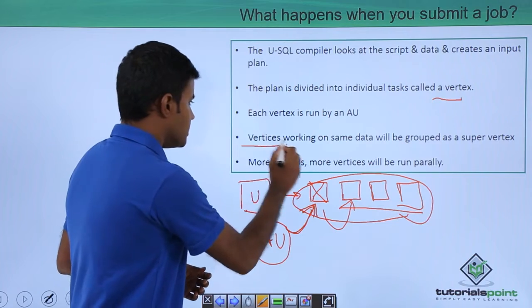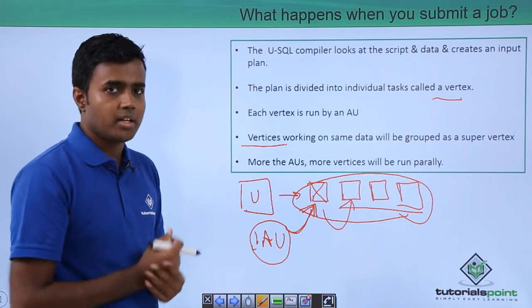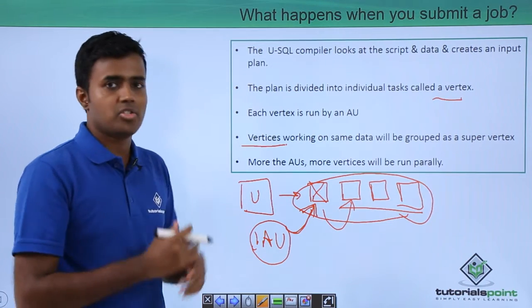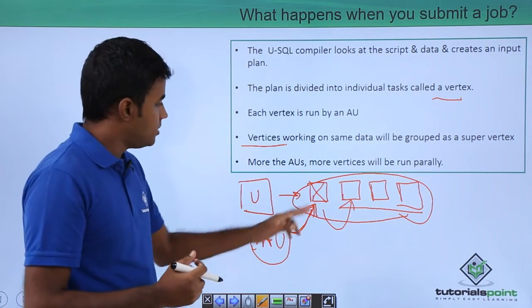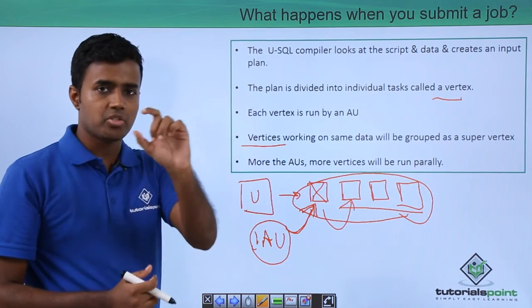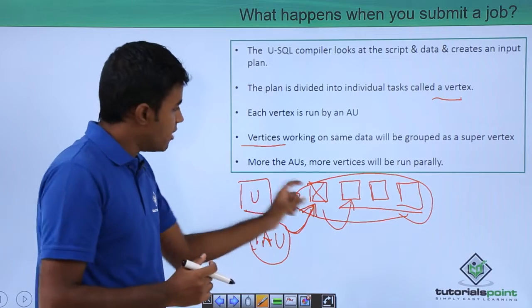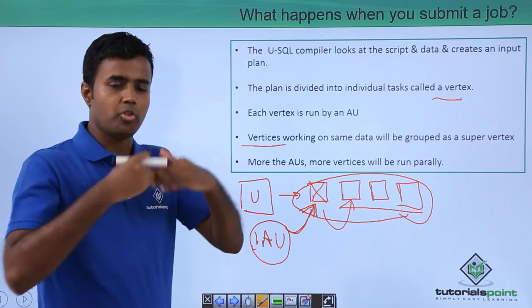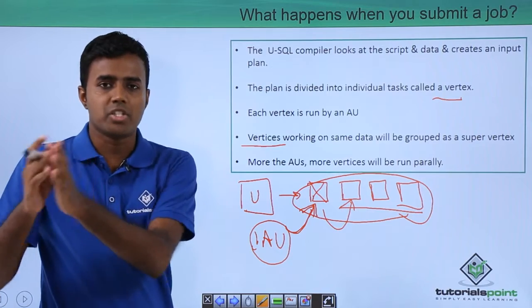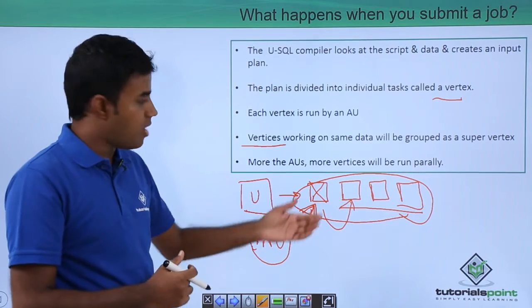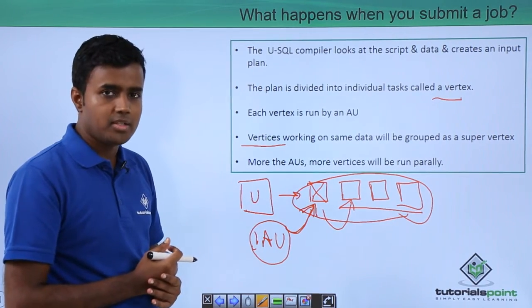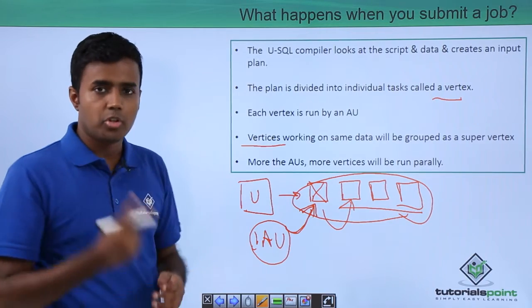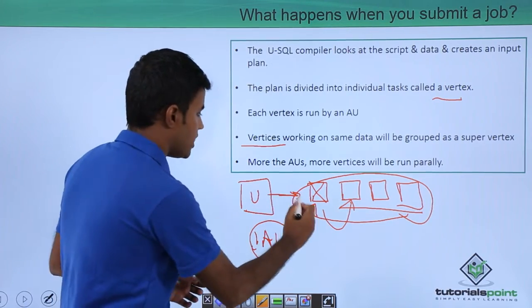Again, vertices working on the same data will be grouped as a super vertex. So this is called a vertex. Each individual unit is called a vertex. If the vertices are working on the same data, they are grouped into what is called a super vertex or a stage. For example, our plan could be like this, or our plan could have 2 different stages. Right now it has only one stage.